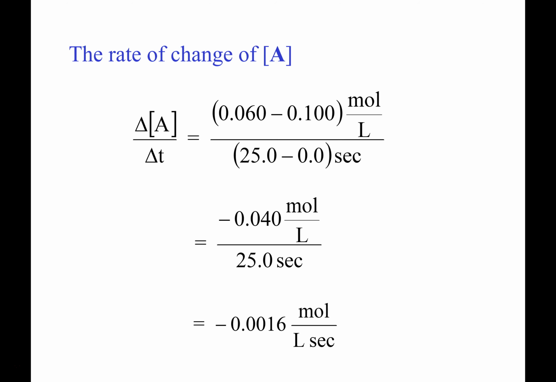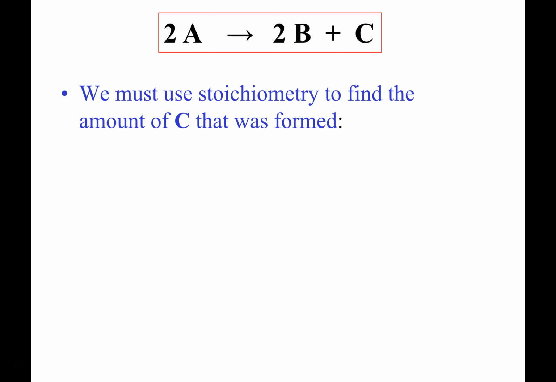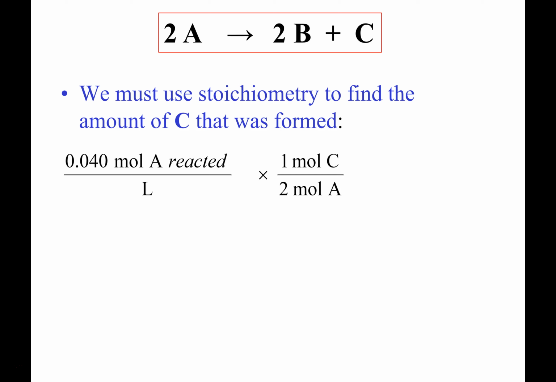All right, so let's look at C. And it's kind of like I told you before. We can deduce how much of C was formed over that 25 seconds based upon stoichiometry. We know that 0.040 moles of A reacted and was converted to B and C. We can use simple stoichiometry of 1 mole of C over 2 moles of A from the stoichiometric coefficients.